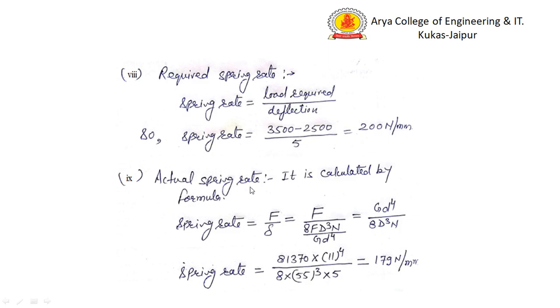But the actual spring rate is calculated by a formula. We know that the formula of the spring rate is force per unit deflection. Put the formula of deflection, that is equal to 8FD³N upon Gd⁴. So it comes to Gd⁴ upon 8D³N. Substitute all the values, then we find that the actual spring rate is 179 Newton per mm.